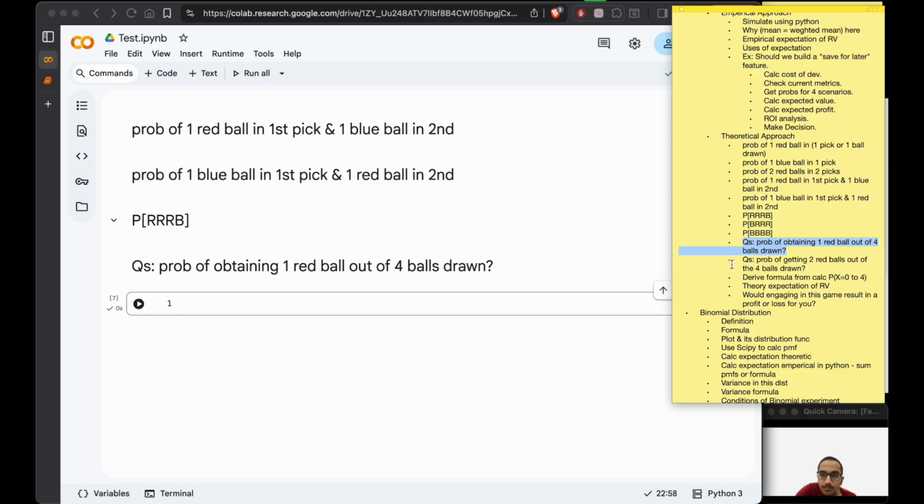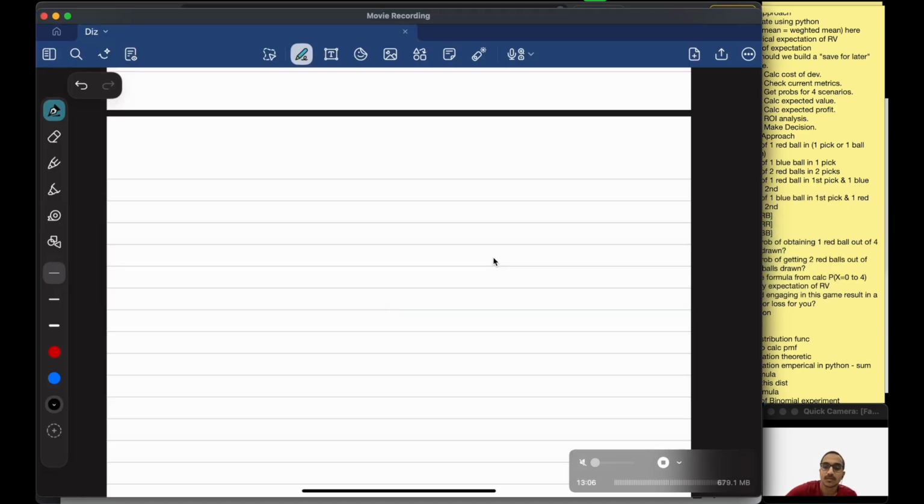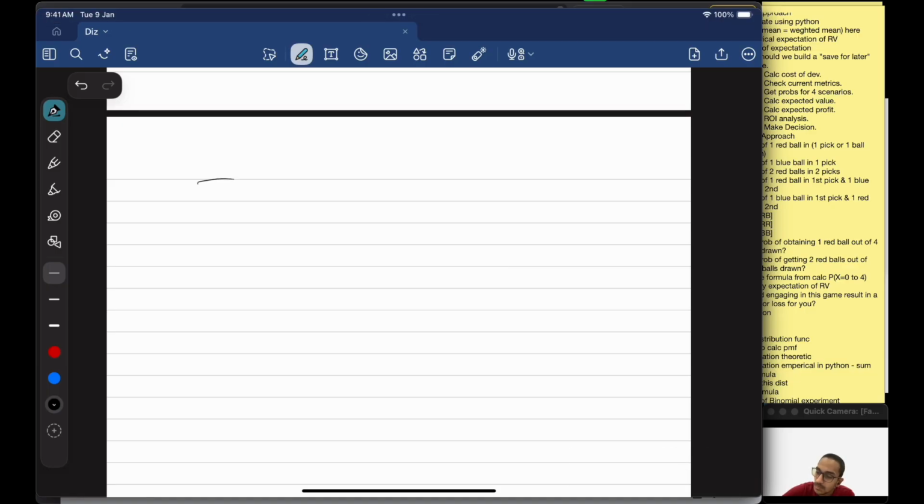Somewhat similar scenario, somewhat similar here, although it's blue. But what this question is asking is, when we draw the ball 4 times, first ball can be blue, second ball can be blue, third ball can be blue, fourth ball can also be blue, right?